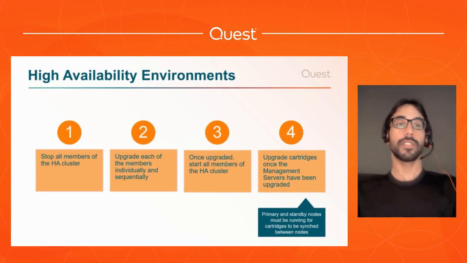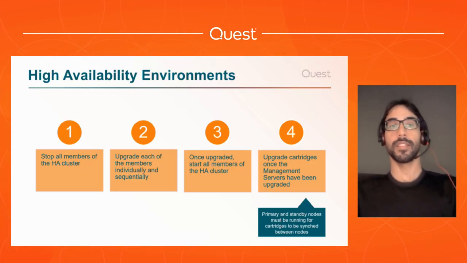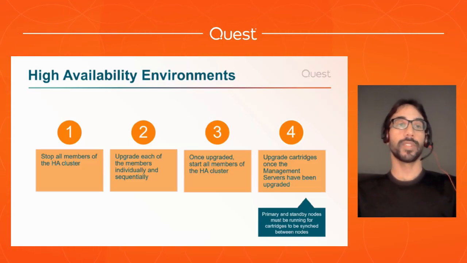All right, so now let's look into operating high availability environments. In these cases, we must consider the following. All the members of the HA cluster must be stopped. The upgrade of each member is then performed individually and sequentially. Once all the members have been upgraded, they can be started, and once started, the cartridges can be upgraded. Here it's important for the standby nodes to be connected to the cluster for cartridge synchronization to be performed.